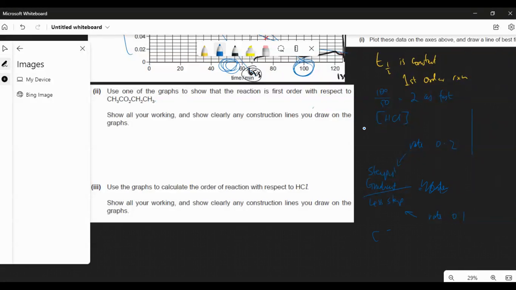And since in the first one we used that, and in the second one we used twice the H plus, what happens? The rate of the first one was 50, say, and the second one the rate was 100. So we've doubled the concentration of H plus, and the rate is doubled. Therefore, it must be first order. I made a big mess of that, but I hope it makes sense. So it's first order with respect to HCl.